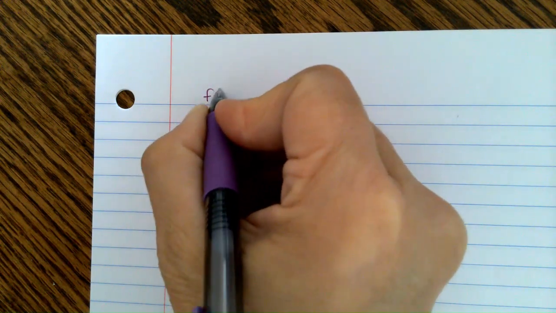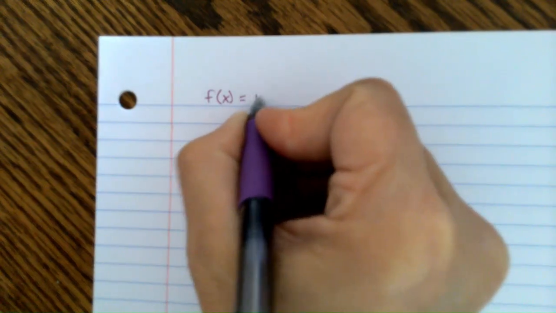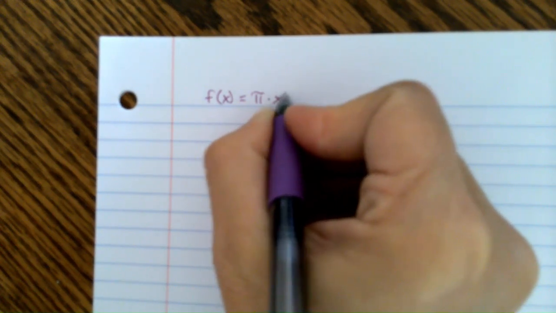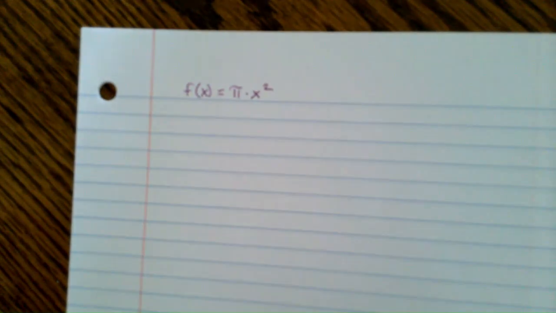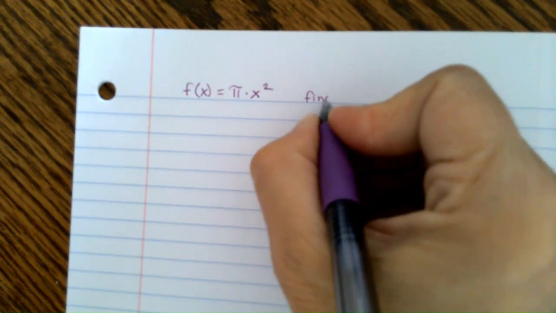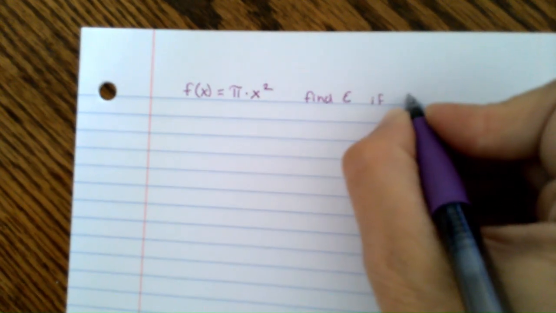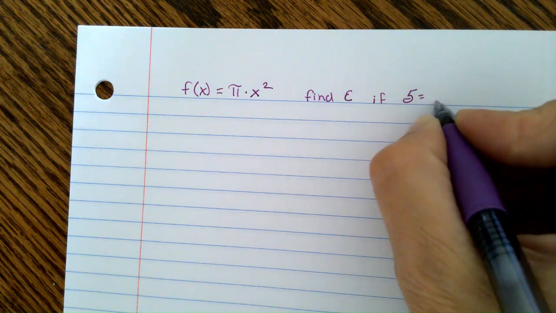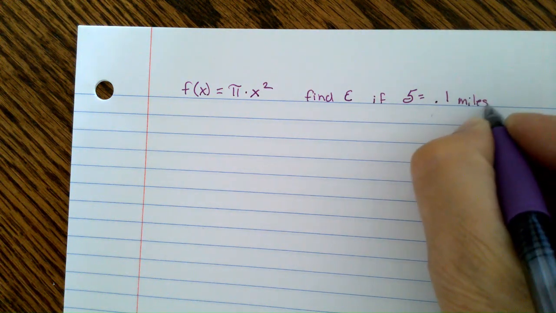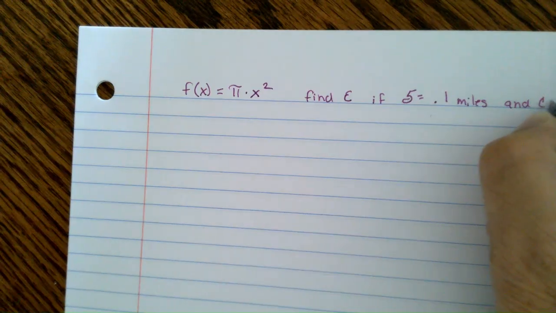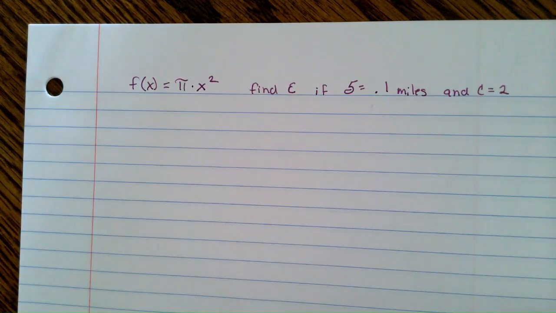Okay, so let's look at actually kind of a circle, right? I'm going to use x just because we're used to it instead of r. Okay. Find epsilon if delta equals 0.1 miles and c equals 2.